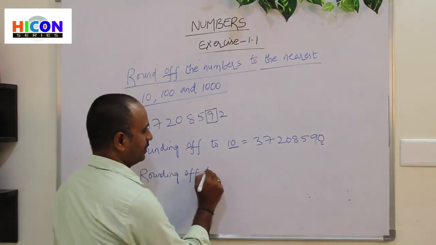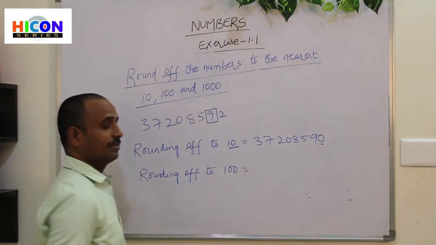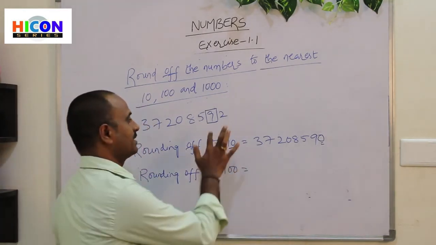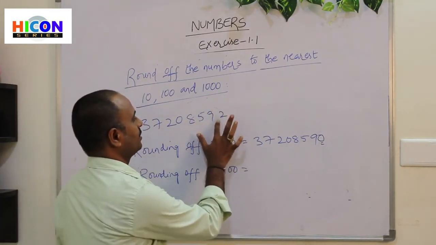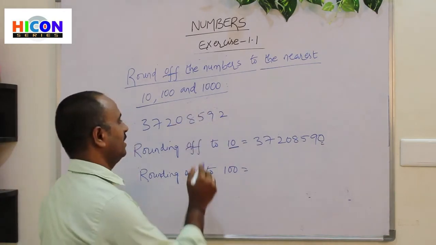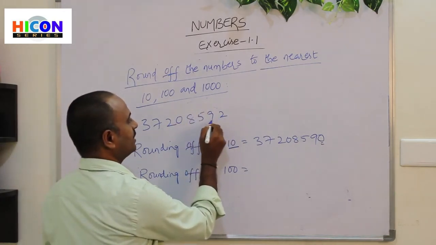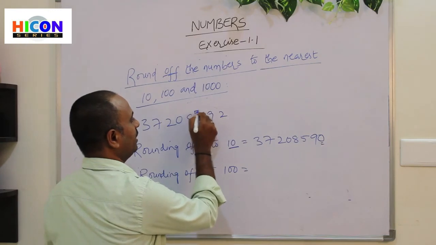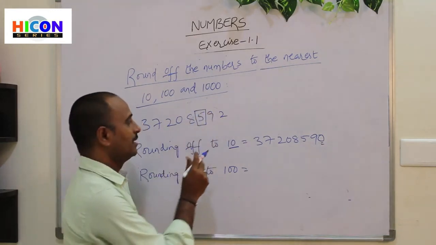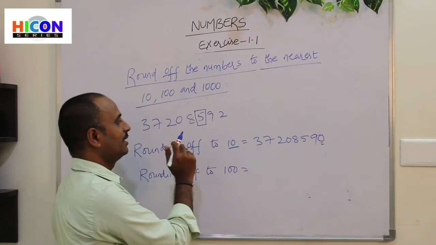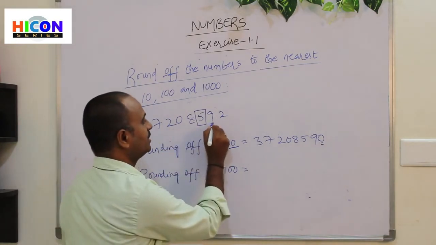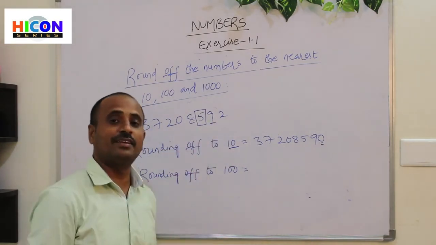Rounding off to hundreds. So children, identify the digit present in the hundreds place. So here ones, tens, hundreds. So 5 is present in the hundreds place. That means 5 hundreds are there. Next check the next digit. The next digit is 9 and which is greater than 5.